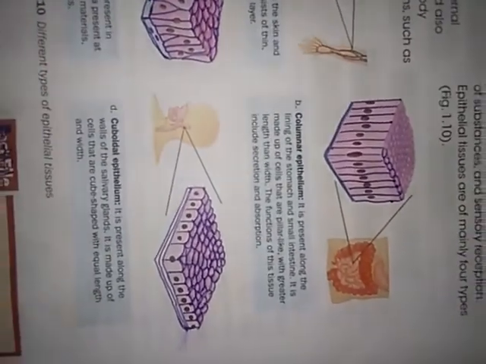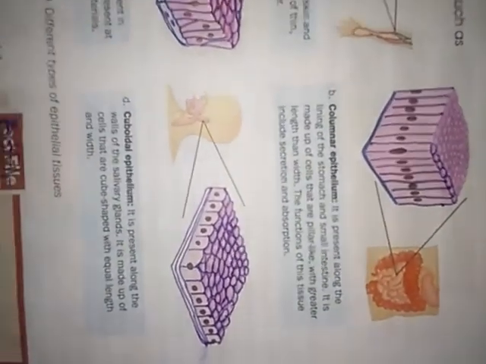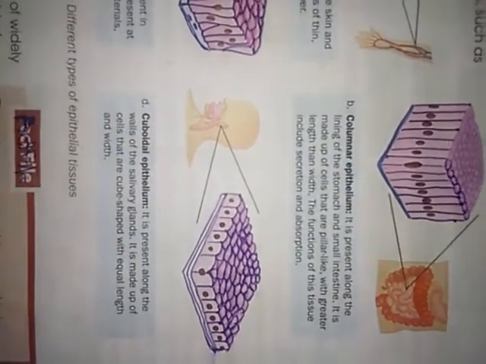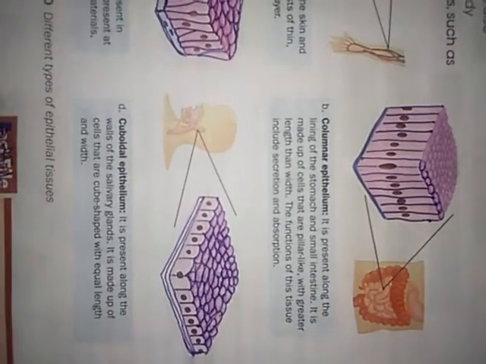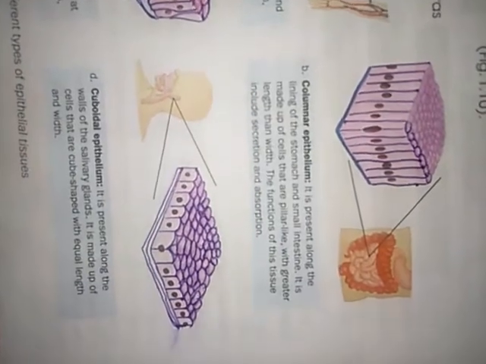Understand? Okay. What are the uses of epithelial tissue? Epithelial tissue covers the whole body with the help of skin. Epithelial tissue is present all over the body. And epithelial tissue also covers the internal organs like bronchioles and stomach.